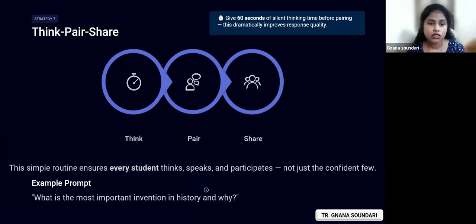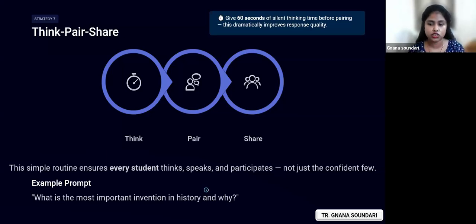So here is think, pair, and share. For example, I am giving a prompt to my children: what is the most important invention in history and why? Give them 60 seconds of silent thinking. Let them think before pairing. This dramatically improves response quality. Let them think, let them discuss, and then they should sit in pairs. So I'm telling you again, they should sit in pairs.